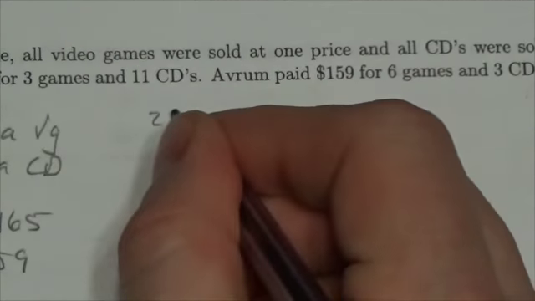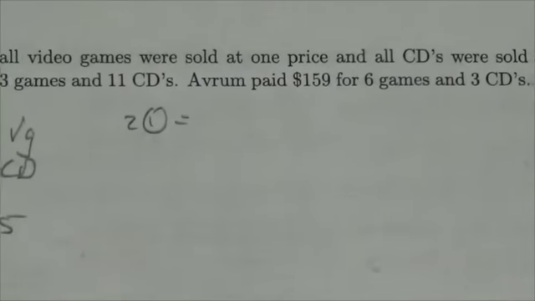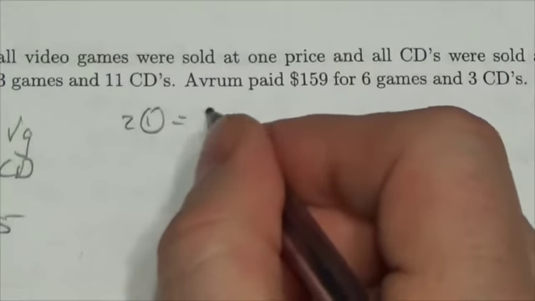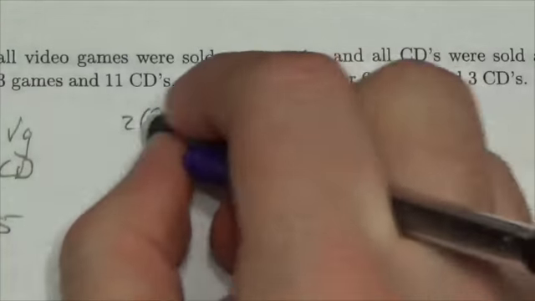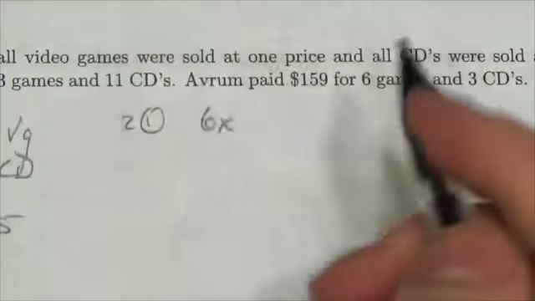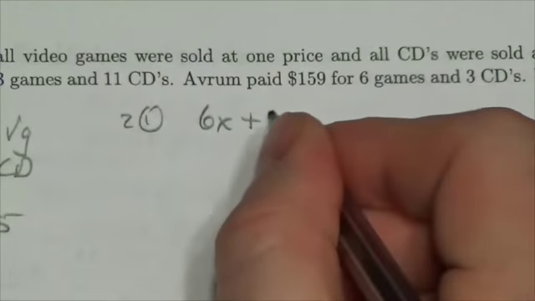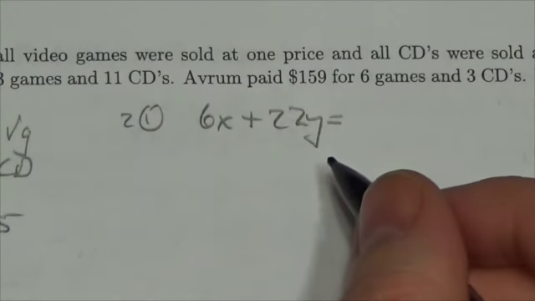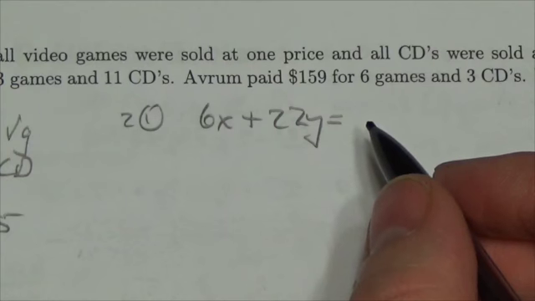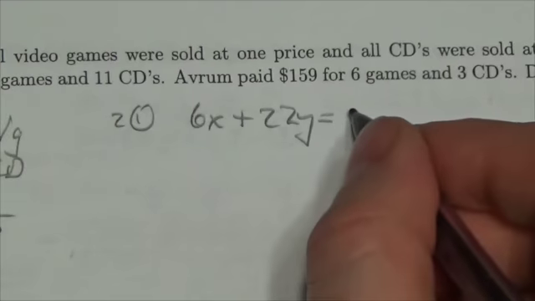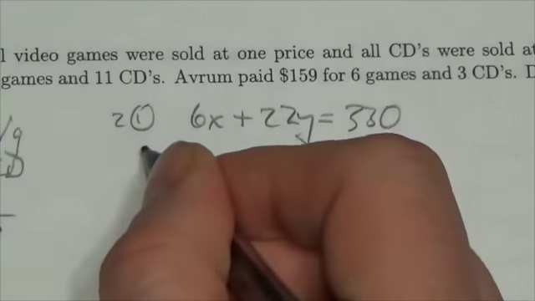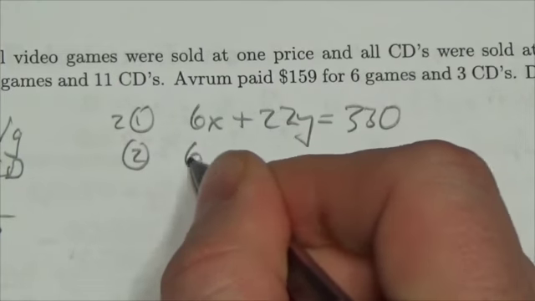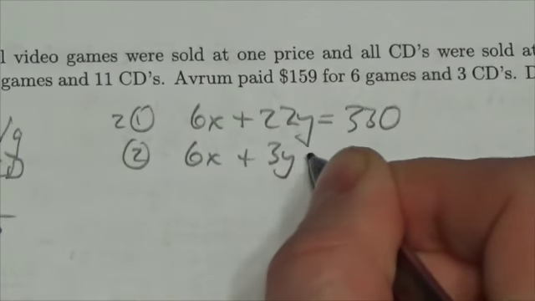So we're going to take 2 times the first equation. Okay, so 2 times the first equation is going to be 6x plus 22y, which is going to equal 165 times 2, just make sure I do that right, is 330. Then I've got equation 2 here, and I didn't do anything to equation 2.